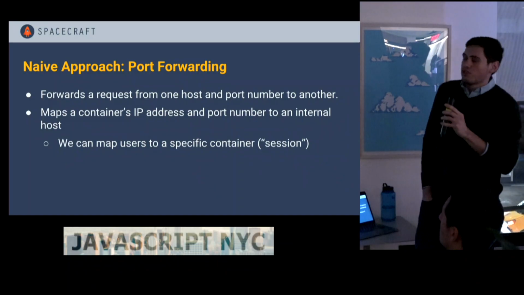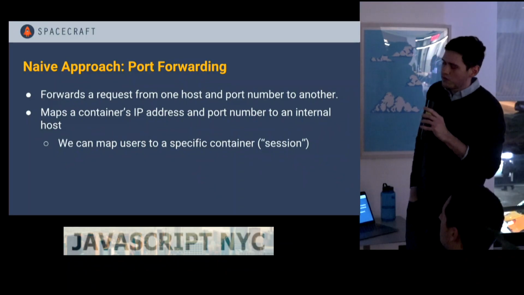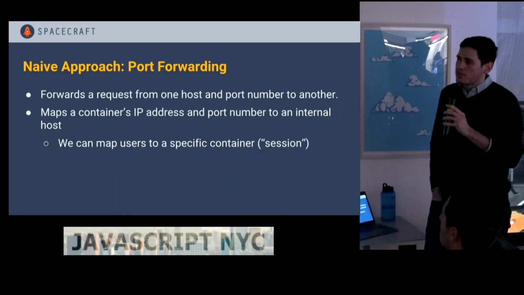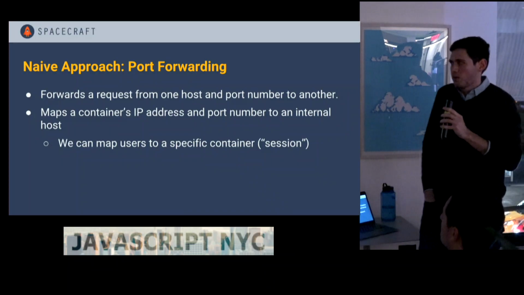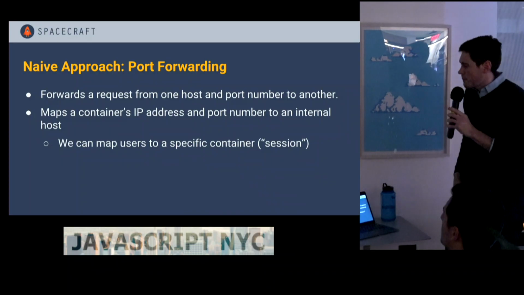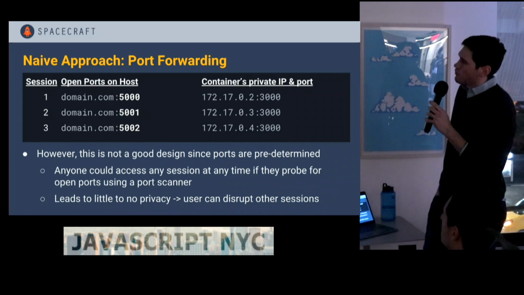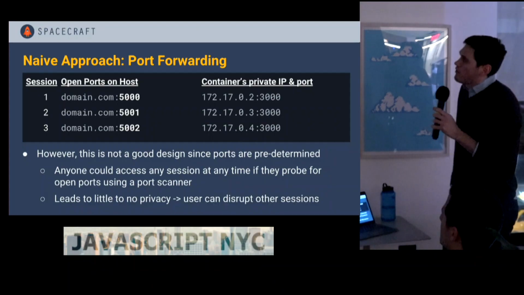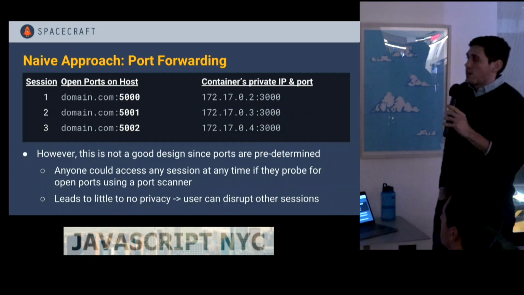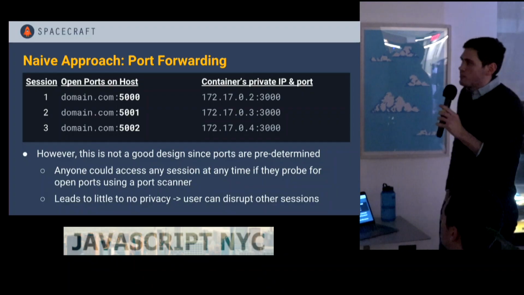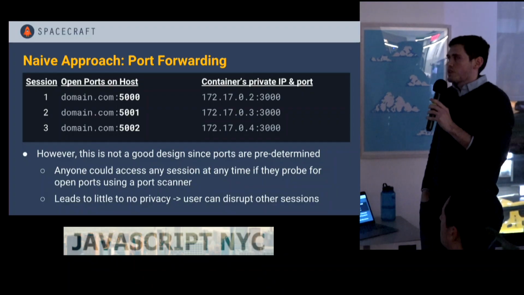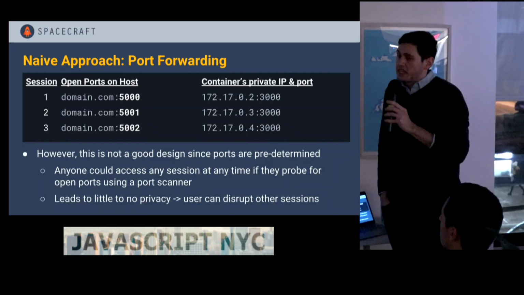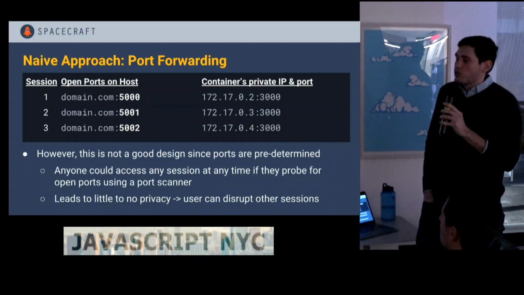So the naive approach is port forwarding, where we just take a user's request and then we forward them to the container by basically mapping them to the container's IP address and port number. So just direct one-to-one mapping. And you can see how that looks right here, where we have 3 sessions, we have our domain, and we have the port for that, and we have our container's IP and port. This is not great design. It's not a great design because these ports are predetermined, which means that anyone could access another session by just using a port sniffer, or even if they just started guessing port numbers and got lucky. There's very little privacy with this approach.